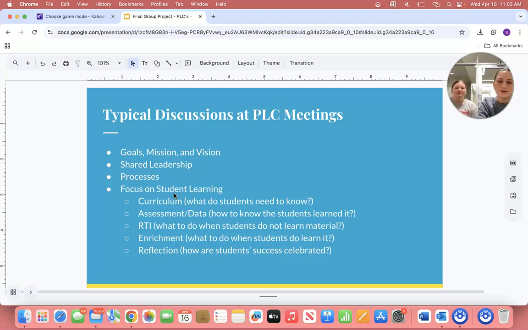Typical discussions at PLC meetings are goals, missions and visions, shared leadership, processes, and focus on student learning, such as curriculum, which is what do students need to know, and assessment data, which is how to know if the student learned something. RTI, like Skylar said, is what to do when students are not learning material, and enrichment is what to do when students do learn it, and reflection is how our students' success is celebrated.